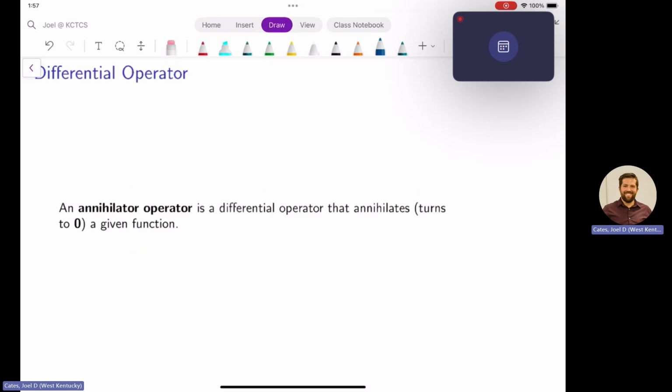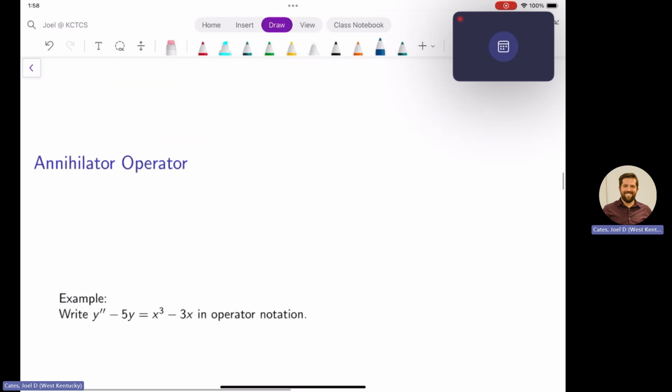So when we talk about an annihilator operator, that's a differential operator that annihilates, or turns to 0, a given function. So if I think about what it takes to annihilate a constant, well, I just need a single derivative to create 0. If I'm going to annihilate x, I need two derivatives. If I'm going to get rid of x squared, I need three derivatives, right? Because the first derivative is 2x, the second derivative is 2. I'm still not at 0, so I need that third derivative to give me 0. So that's what we mean by an annihilator operator.